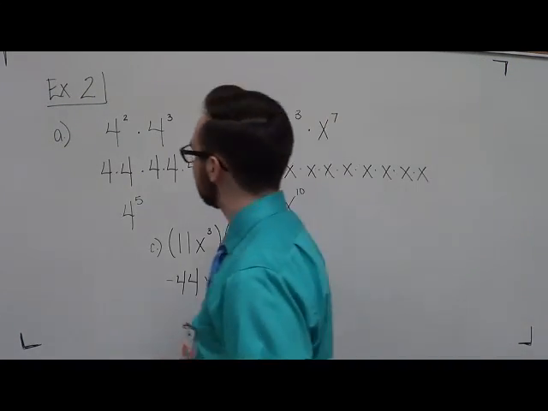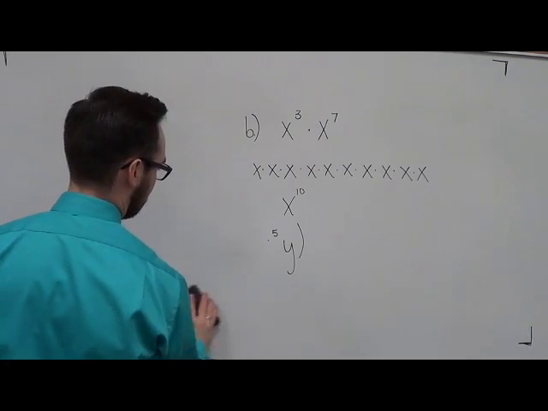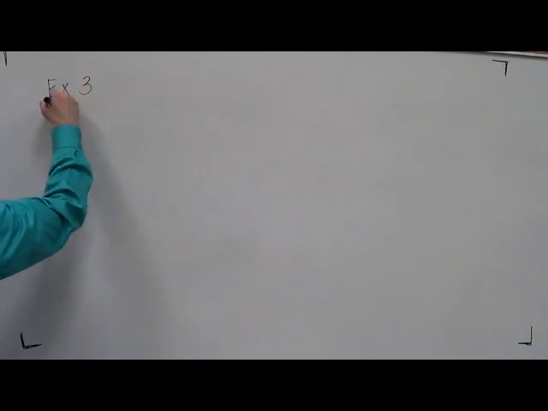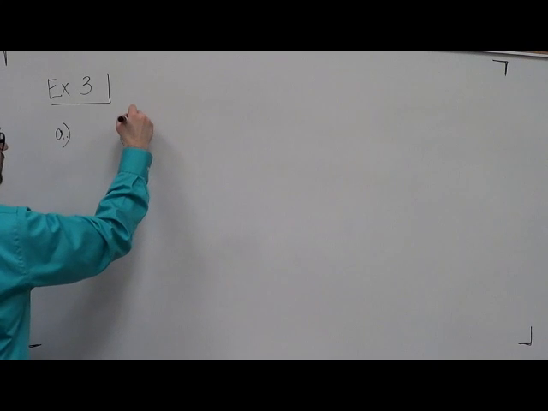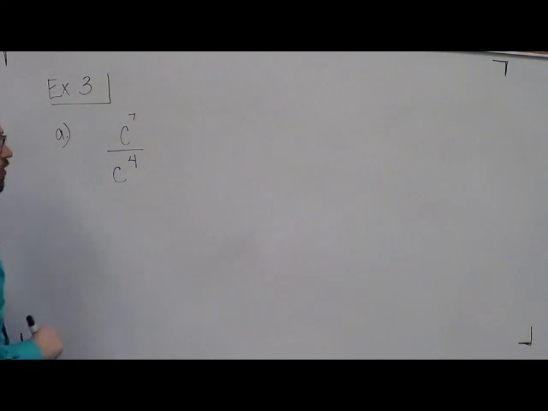So let's take a look at when we divide. So I'll show you some examples, then I'll have you do a few on your own. So example number 3. For instance, if I have c to the 7th divided by c to the 4th.